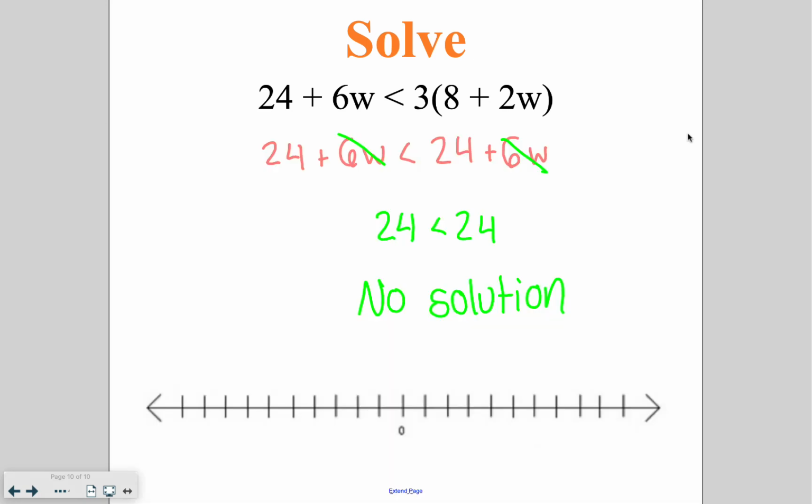When you solve, you distribute, eliminate that variable, you end up with 24 is less than 24. That is not a true statement. 24 is equal to 24. So this is a no solutions problem, and that graph is left blank.